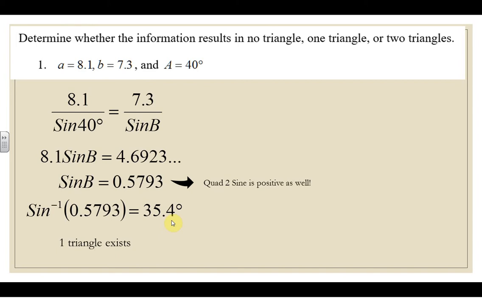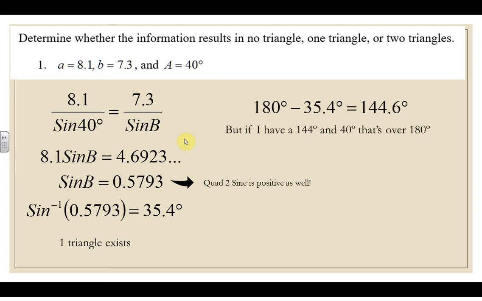Remember, this would be your reference angle, 35.4. If sine is positive also in quadrant 2, we have to go after that quadrant 2 angle. So we do 180 minus 35.4, which gives me 140.6. But if I added that angle with the 40, I'm way over 180. So there's no way I could get two triangles.